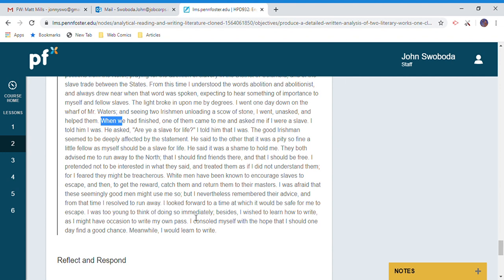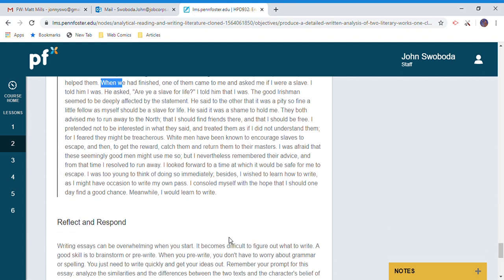I looked forward to a time at which it would be safe for me to escape. I was too young to think of doing so immediately. Besides, I wished to learn how to write, as I might have occasion to write my own pass. I consoled myself with the hope that I should one day find a good chance. Meanwhile, I would learn to write.